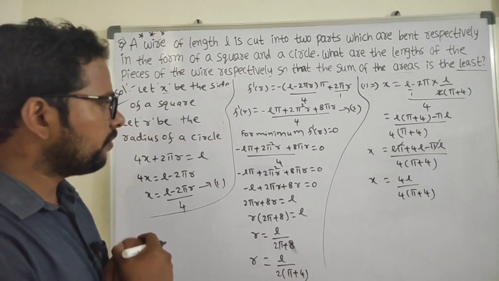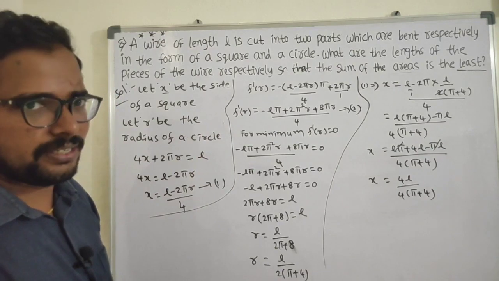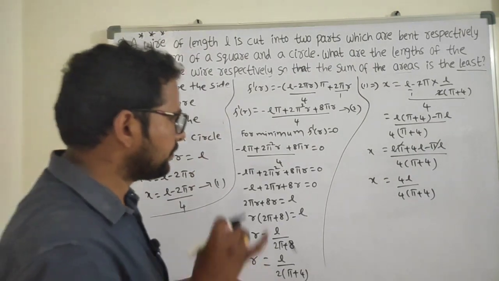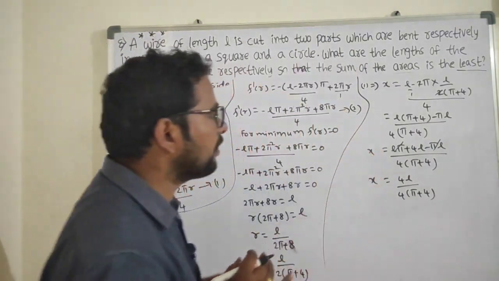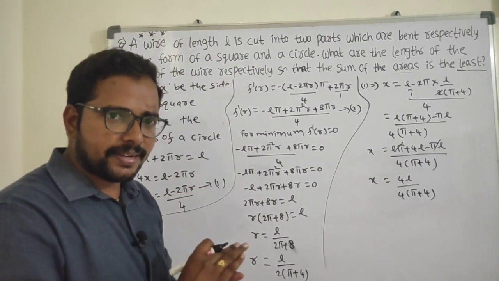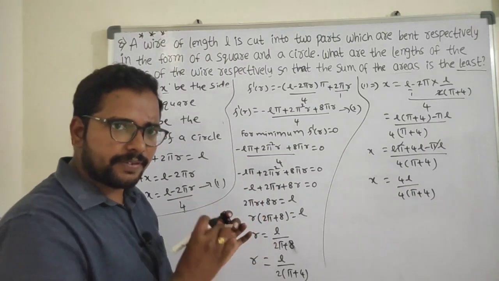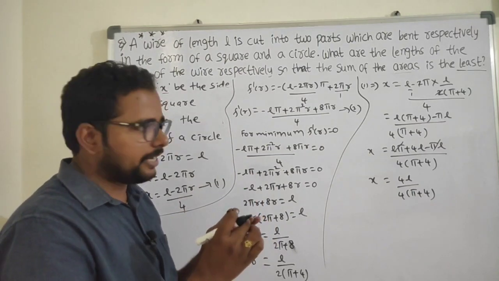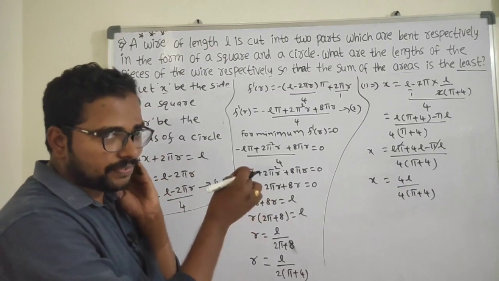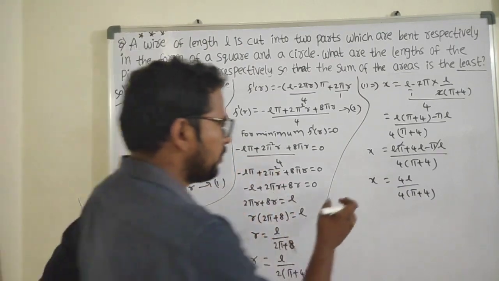Okay, now we have to show that the sum of the areas is the least, or find the length of the two parts. Length of the two parts means the perimeter of the square and of the circle: we cut the wire into two pieces, and we have to find the length of the two pieces. The perimeter of the square is 4x and the perimeter of the circle is 2 pi r.